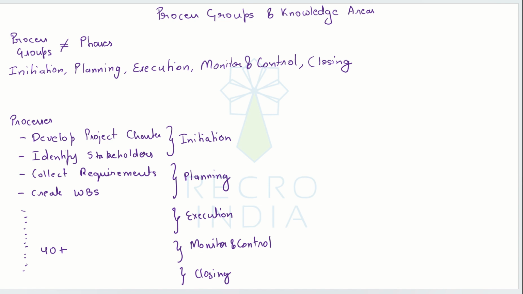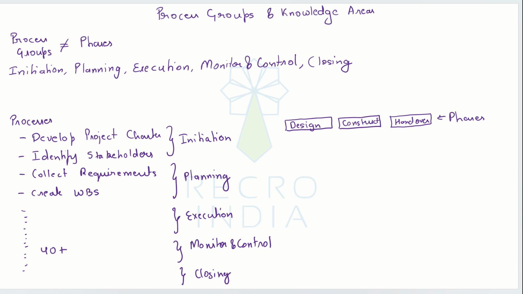Now, why should they not be confused with phases? A project can have any number of phases. Say, for example, the first phase of a project is to do the design. The second phase of the project is to do the construction. The third phase of the project is to do the handover. I'm just keeping it very simple. These are the phases.